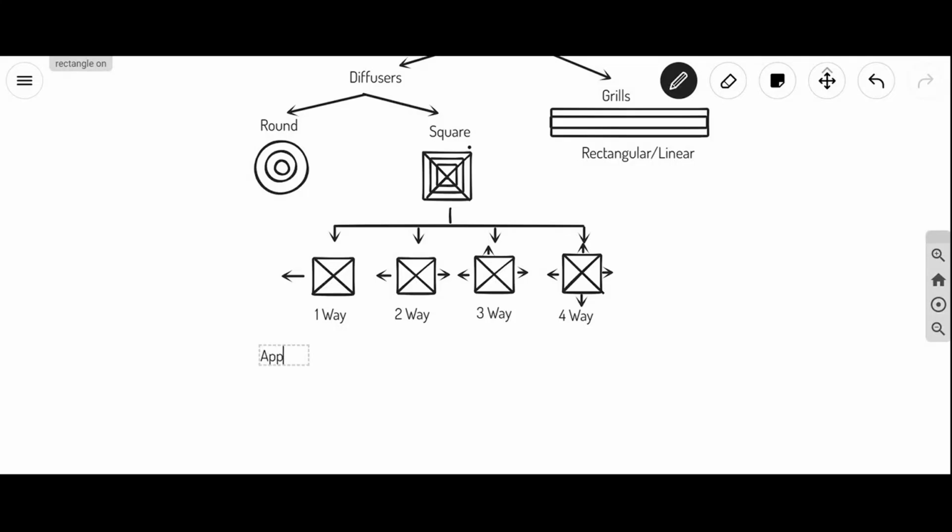So application: residential, commercial. Commercial or industrial. So these are the applications. Application residential or commercial. Here commercial or industrial.